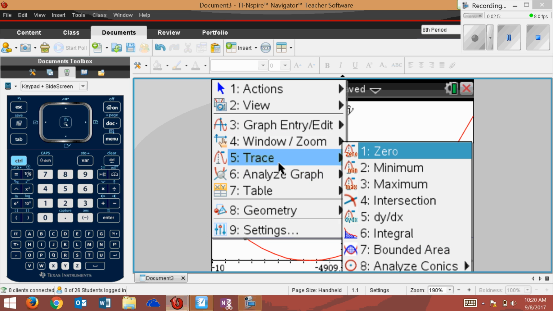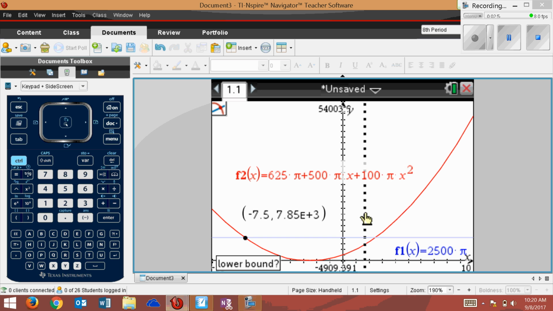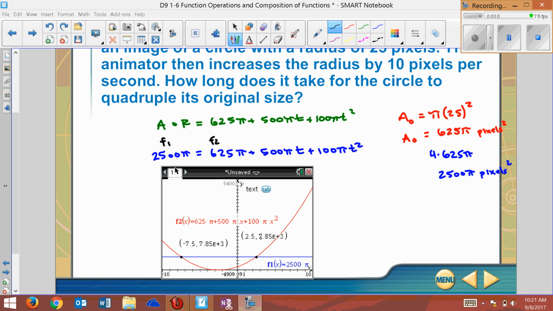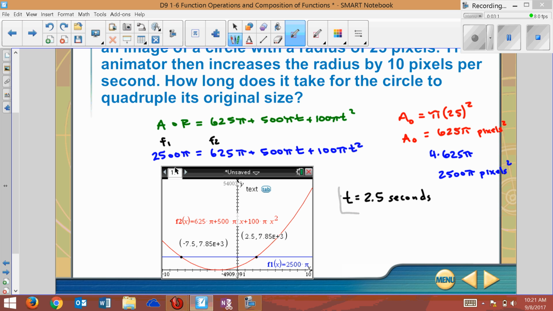So I'm going to analyze it again, but this time I'm going to do the intersection on the right side. And it says at 2.5 seconds we have an intersection. So that should be our answer. So this is a good answer. And so we would say that time would equal 2.5 seconds because that is the time when they intersect.